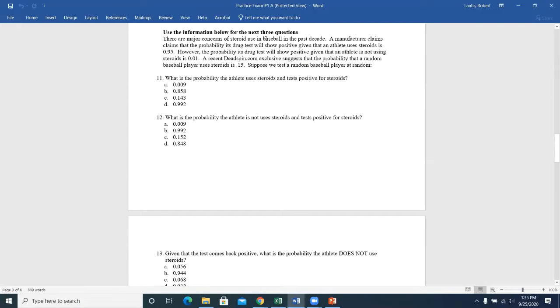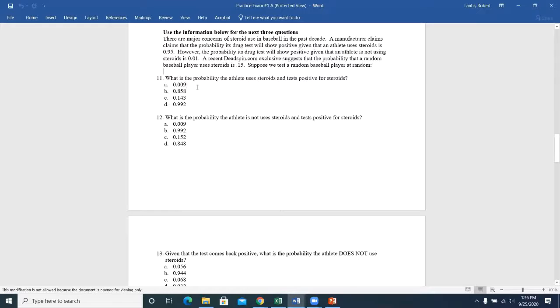So we've got steroid use in baseball. A manufacturer claims the probability a drug test shows positive given that an athlete is using steroids is 0.95. So let's just start writing out what we're given. Instead of using the board here, I'm going to type it out.